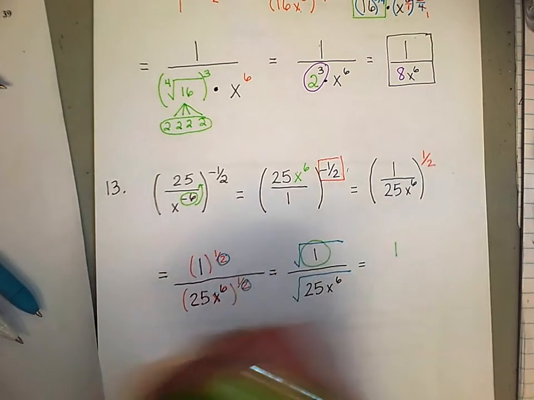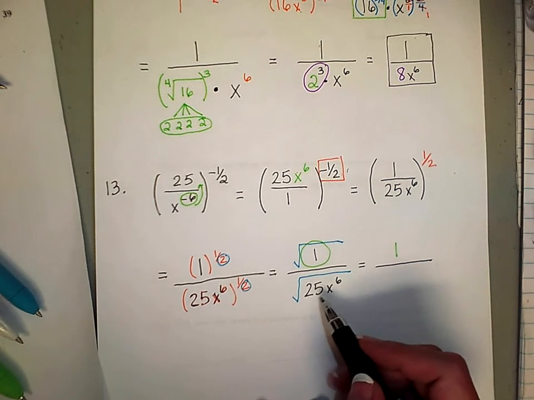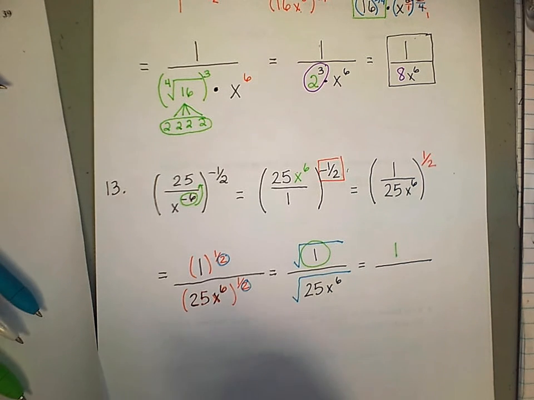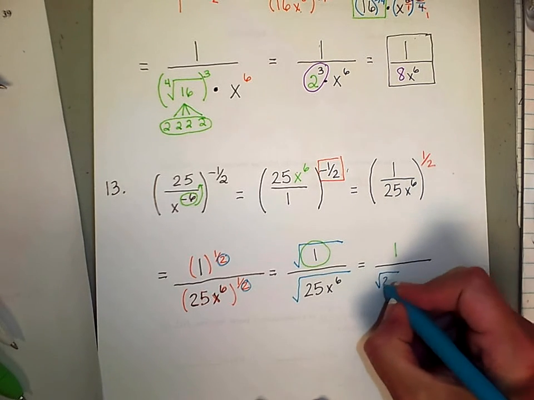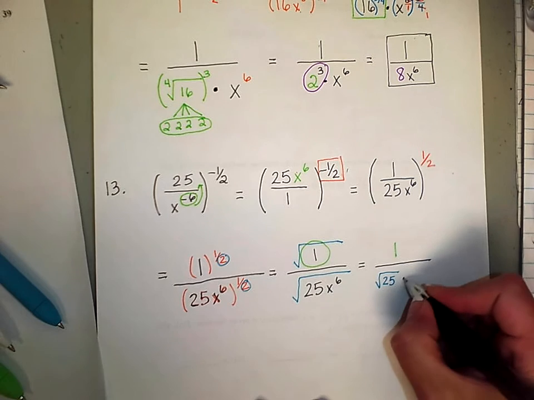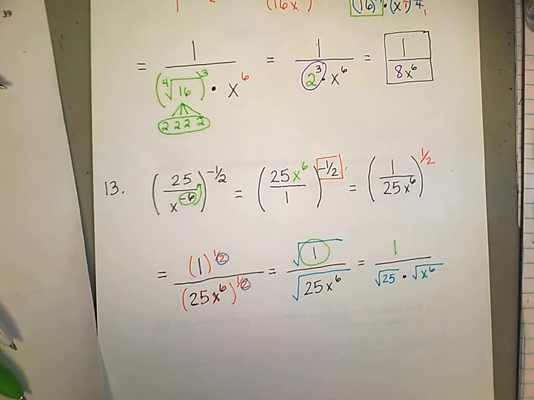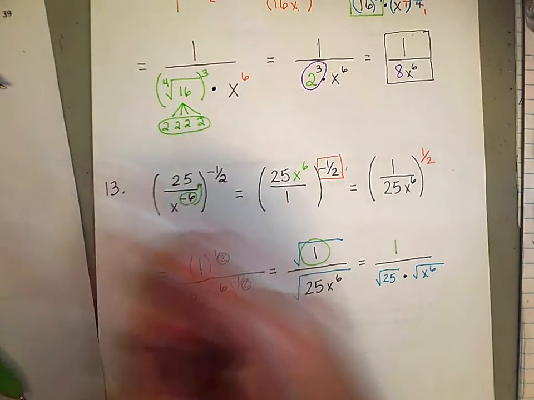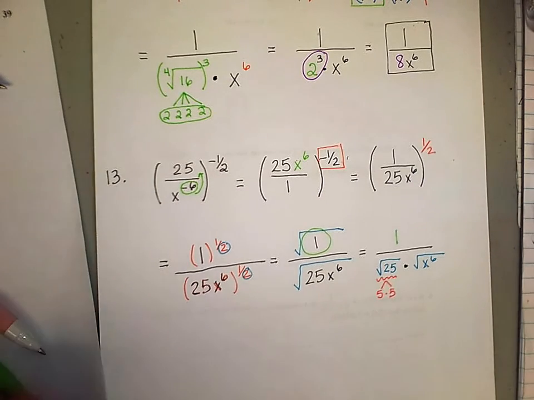The square root of 1 is 1. It's one of the reasons we like that number. In here we will have to think. This is the same thing as the square root of 25 times the square root of x to the 6th. We know the square root of 25 is 5 because 25 is 5 times 5.